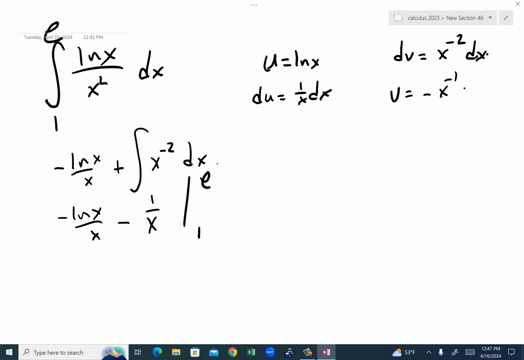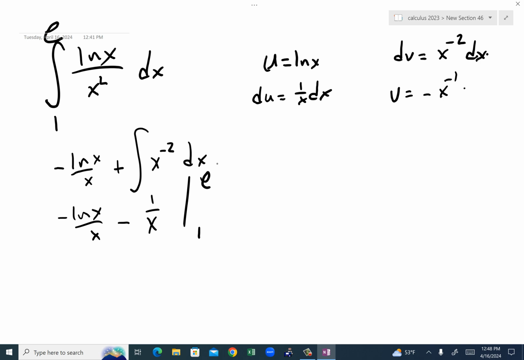Minus 1 over... negative 1 over 1 is negative 1. It's not negative 1 over 1, it's negative 1 over e. Oh, yeah. Minus 1. So it's just negative 1 over e minus 1 over e. So minus 1 over... it's just minus 2.